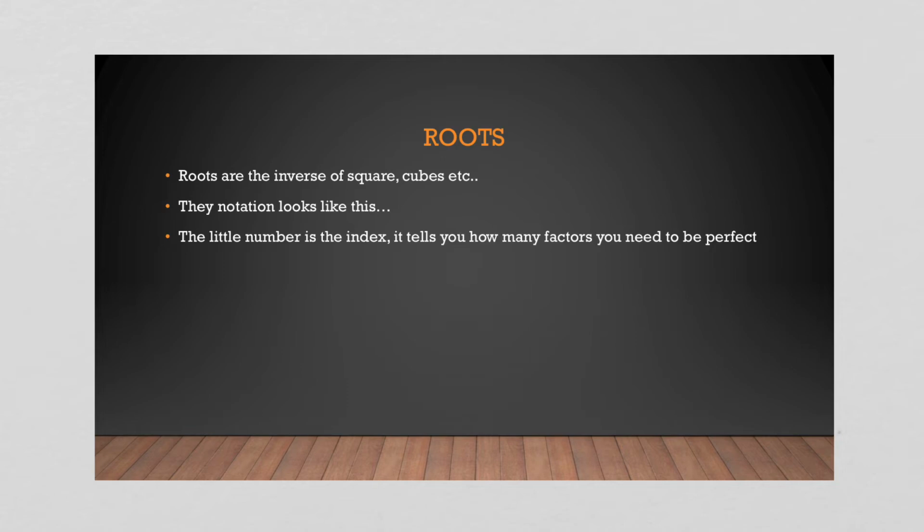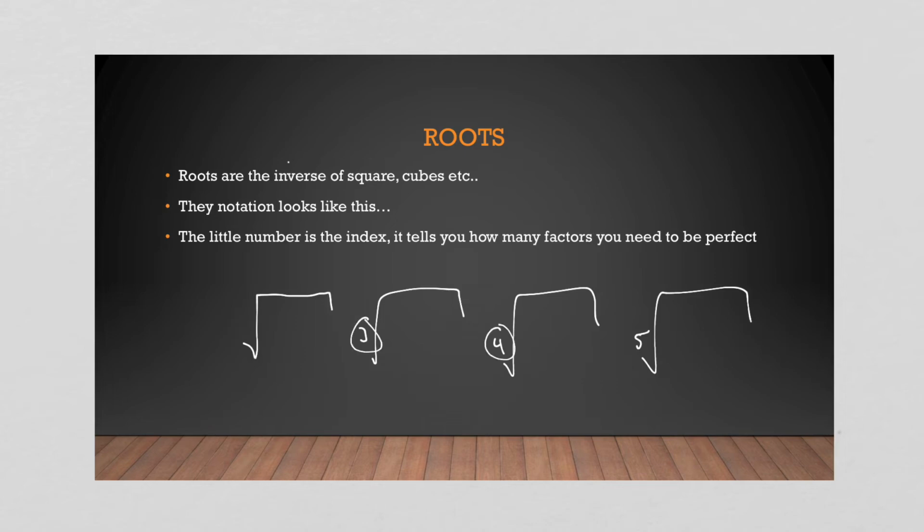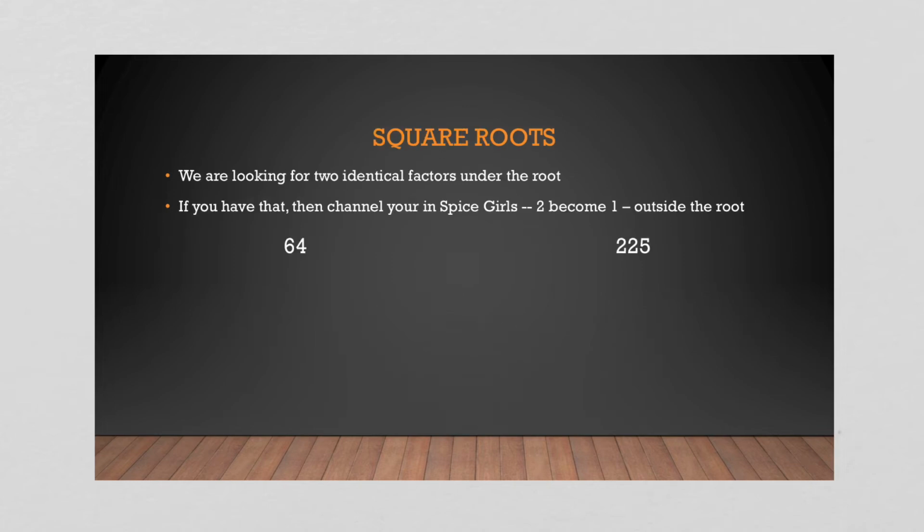So, as I mentioned earlier, that is a square root. That is a cube root. That is a fourth root. That is a fifth root. This little number is what we call the index, and it determines how many factors you need in order to be a perfect square, perfect cube, perfect fourth root, perfect fifth root. You need that many identical factors.